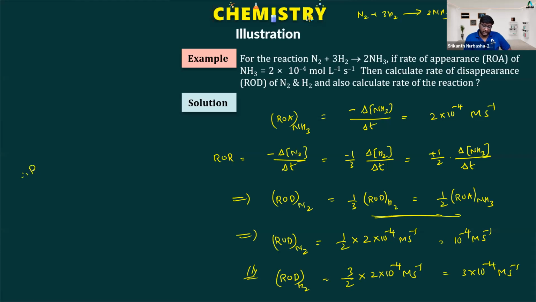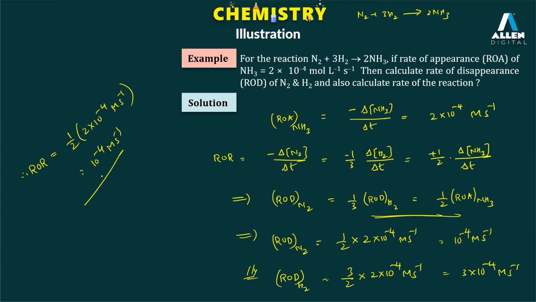And therefore, what is rate of reaction? Rate of reaction is nothing but half of rate of appearance of NH3. So half of 2 into 10 power minus 4 molar second inverse. That is nothing but 10 power minus 4 molar second inverse. Yes, very good. Is that clear? Yes, sir.